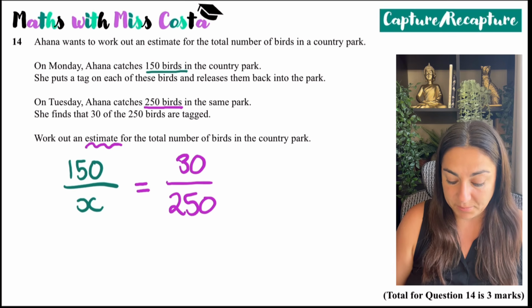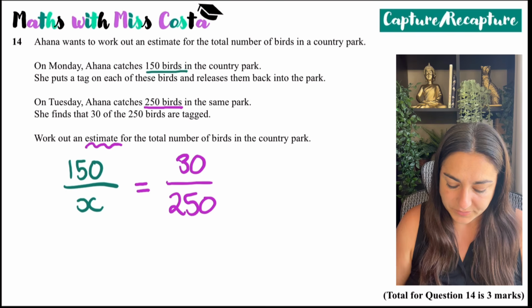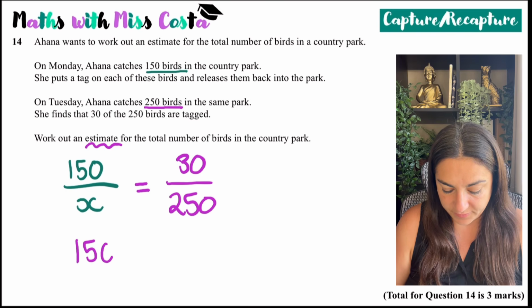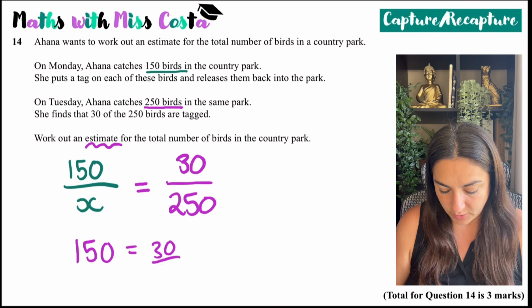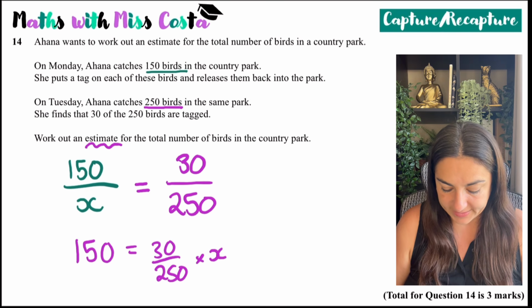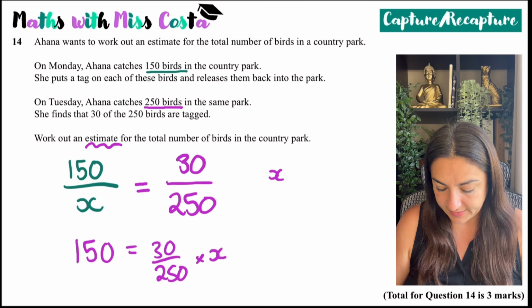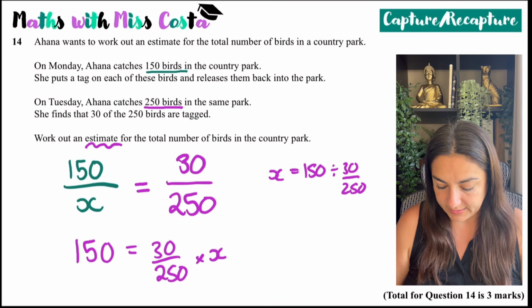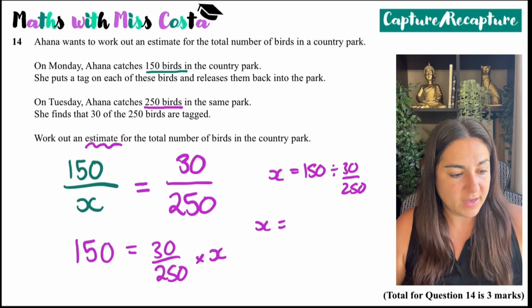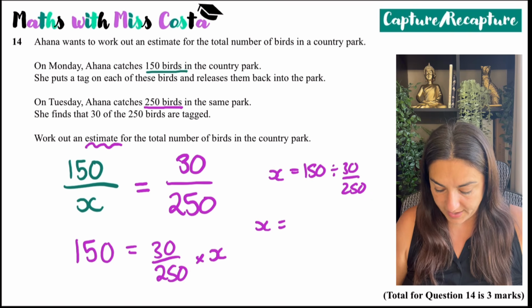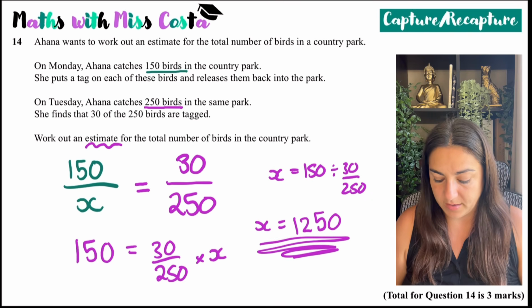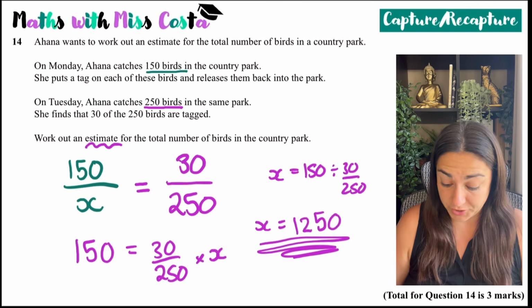So this is just a simple rearranging formula. I would say that 150 is equal to 30 over 250 times X, and therefore X must be equal to 150 divided by 30 over 250. So if I type that into my calculator, I would get 1,250, and that would be representative of the total population.